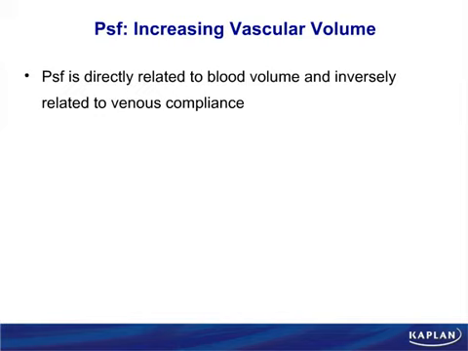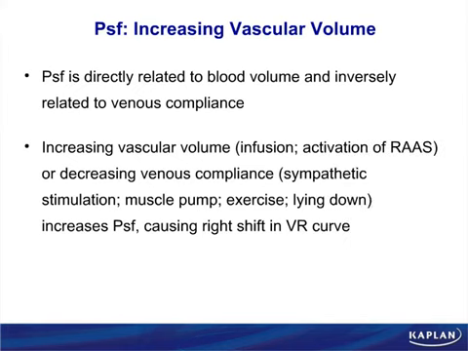So if I increase vascular volume, how can we do that? How might it show up on step 1? Give somebody an infusion of volume. We could activate our RAS system, more on that in the endocrine and renal sections. Or we could decrease venous compliance. How do we do that? Sympathetic stimulation, muscle pump, exercise, lying down, as we will discuss when we talk about gravity. So increasing vascular volume or decreasing venous compliance increases PSF.